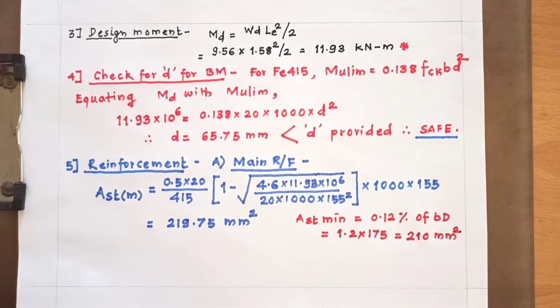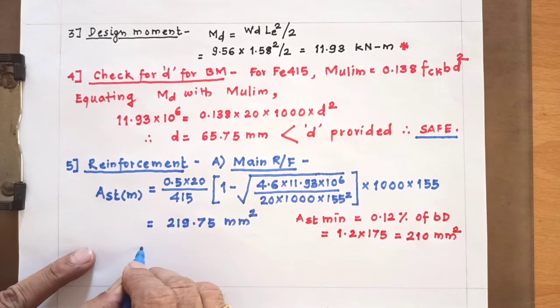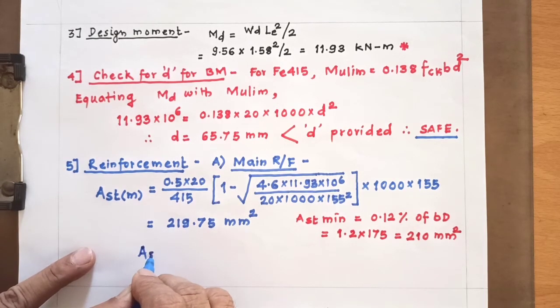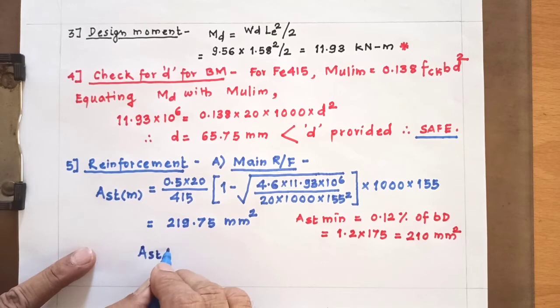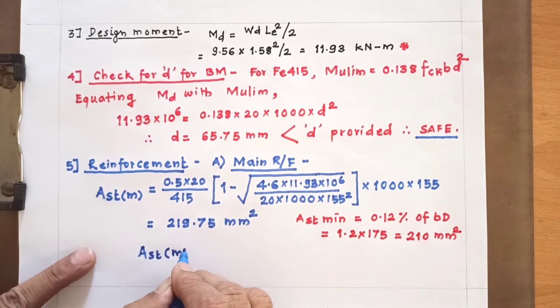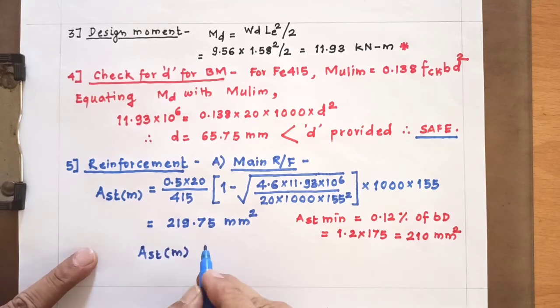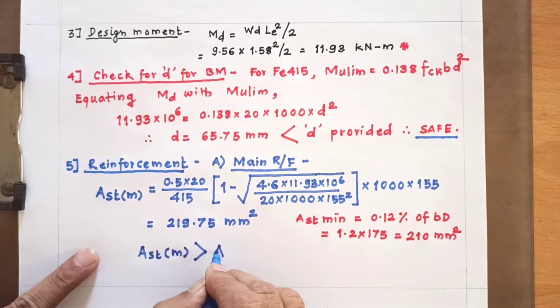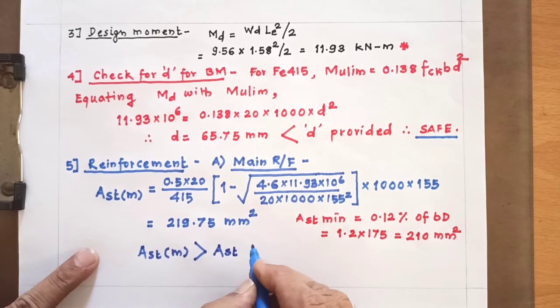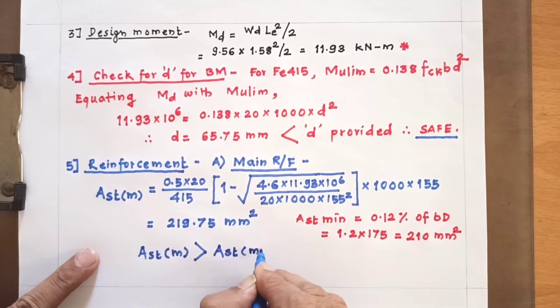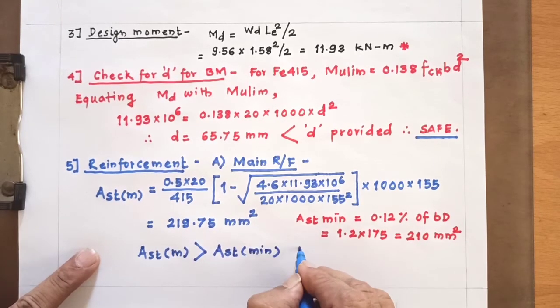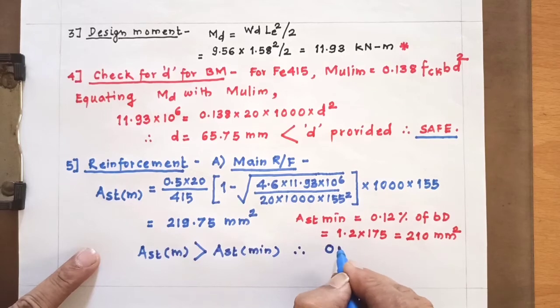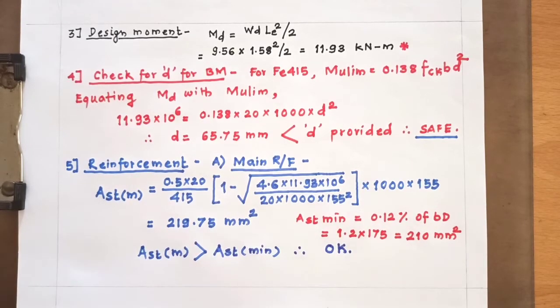Now here it is very clear that AST main is greater than AST minimum, therefore OK. Do you understand this?